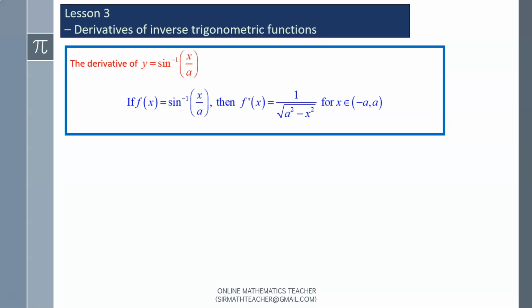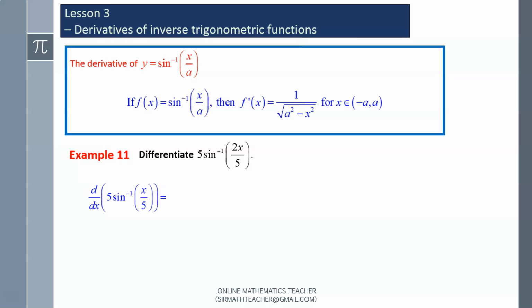The derivative of inverse sine of x on a is 1 on the square root of a squared take x squared. Differentiate 5 inverse sine of x on 5. Now, I'm going to write that. d/dx of 5 sine to the negative 1 of x on 5 is 5 lots of, because that 5 is just the multiple of that inverse sine function, 1 on our a value, which is 5 squared take x squared, which is 5 on the square root of 25 take x squared.